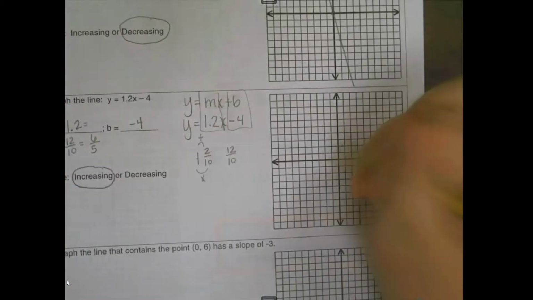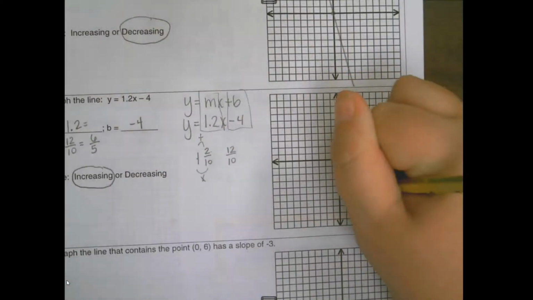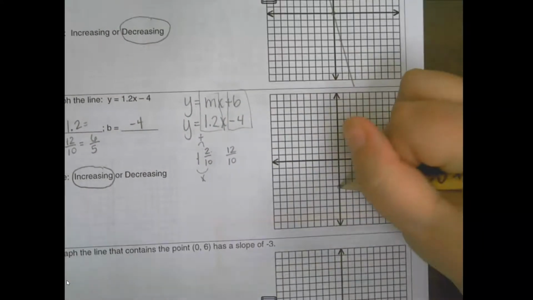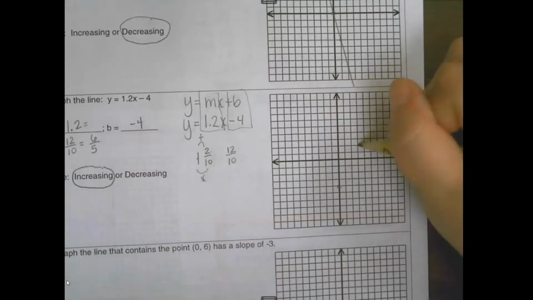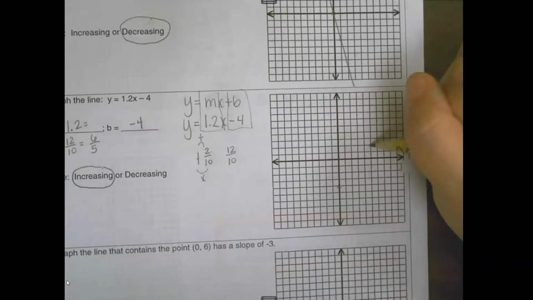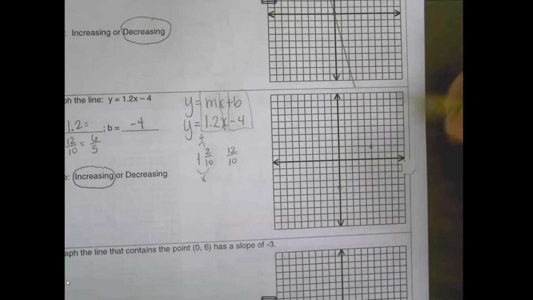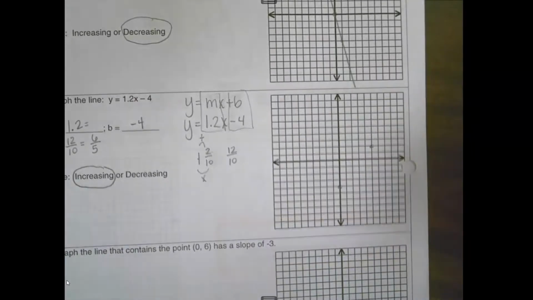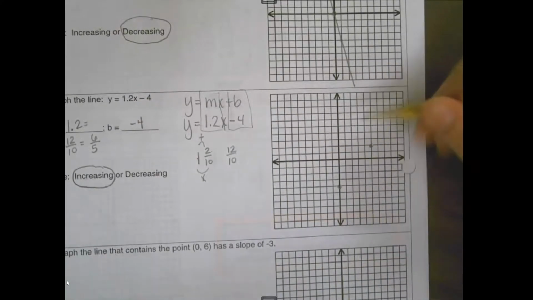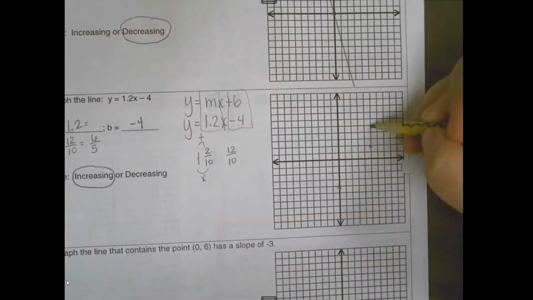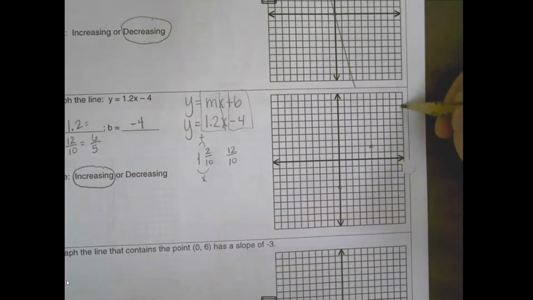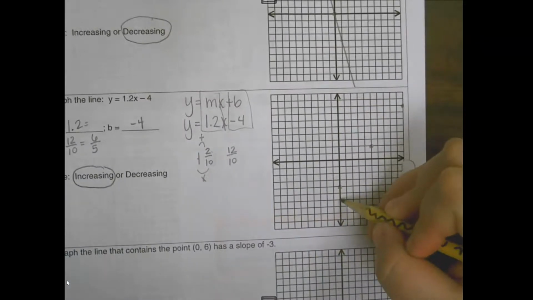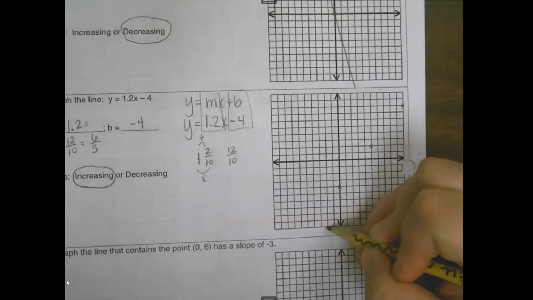Alright, so I'm going to begin at -4. I'm going to rise 6, 1, 2, 3, 4, 5, 6, and run 5. Now you'll notice the bigger my numerator and denominator are, the less points I'm going to be able to fit on my graph. Let's see if I have enough to go the other way. 1, 2, 3, 4, 5, 6. 1, 2, 3, 4, 5.